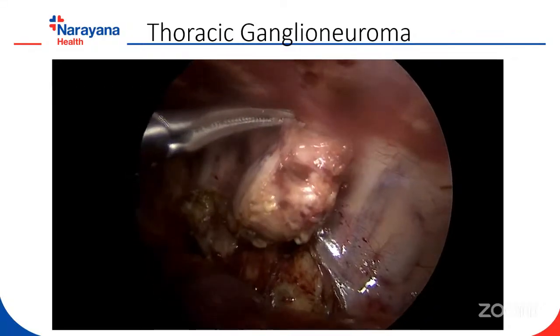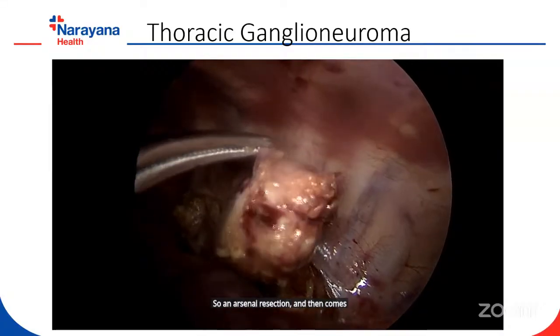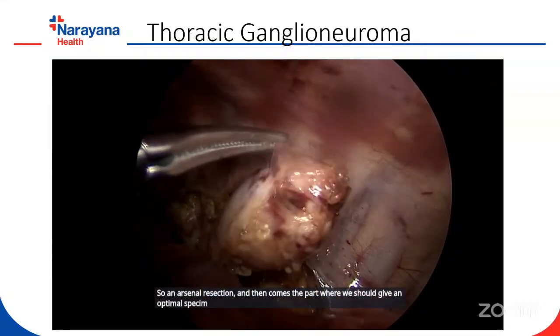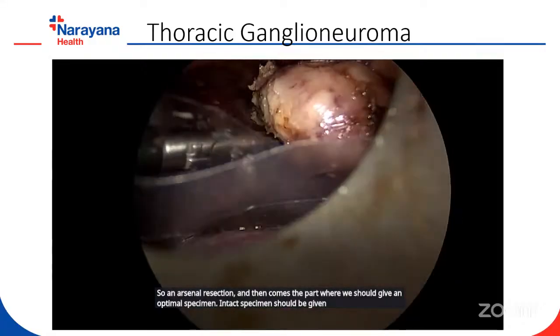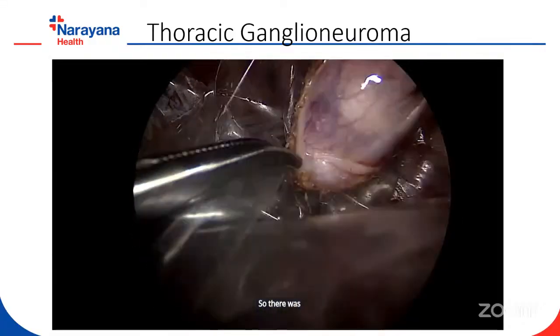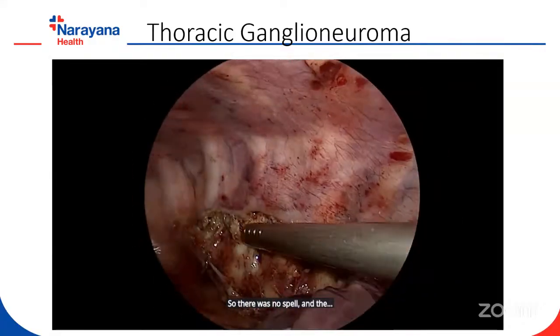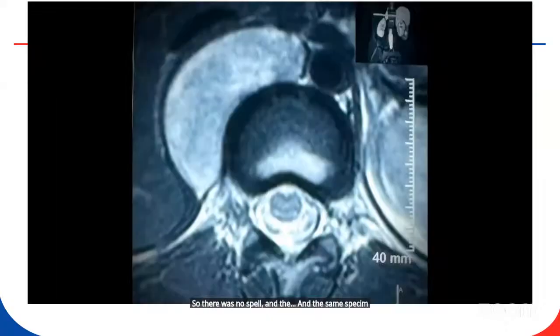and then comes the part where we should give an optimal specimen. An intact specimen should be given without any spill. So there was no spill, and the specimen also was taken out by the Ziploc bag.